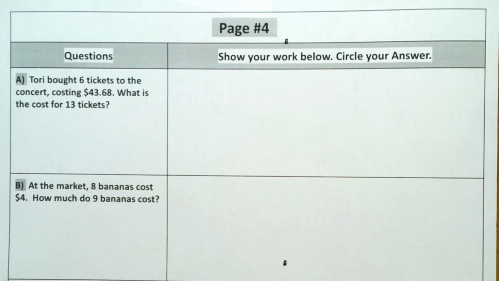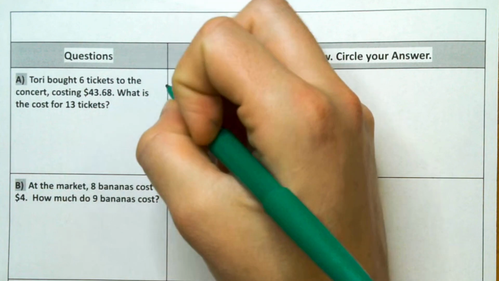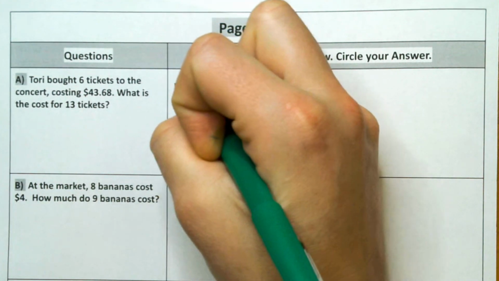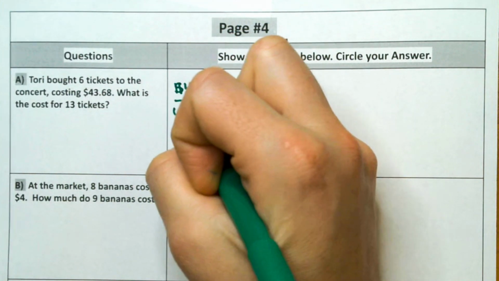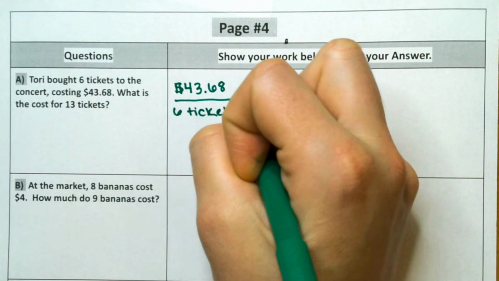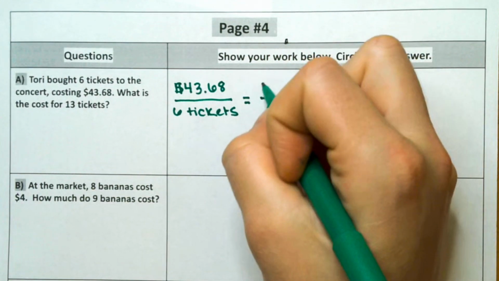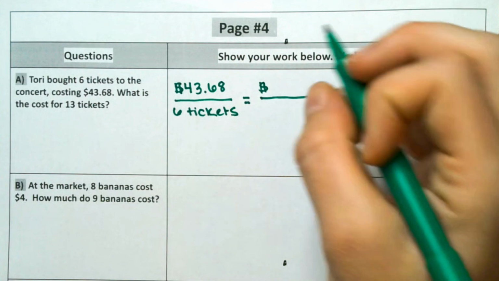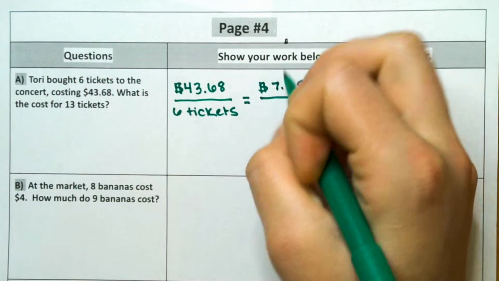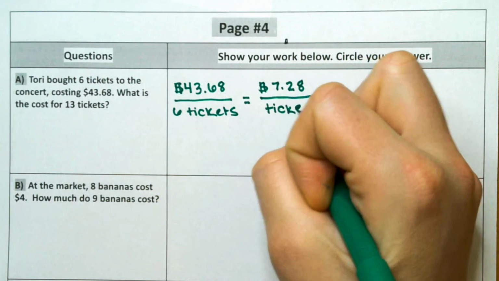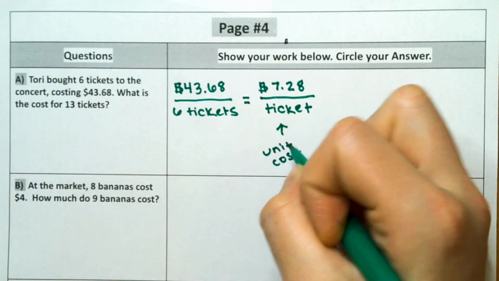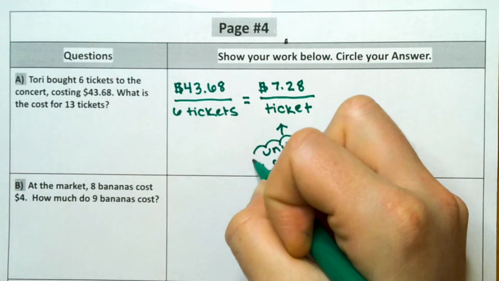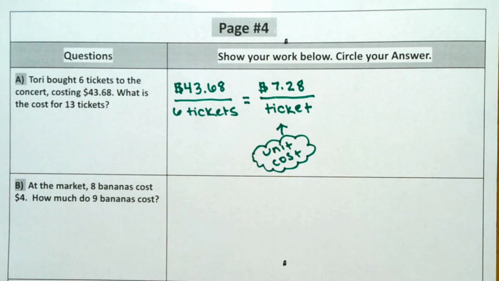My first step, I need to find the price for one ticket. So I'm going to do $43.68 divided by 6 tickets. 43.68 divided by 6 is $7.28 per ticket. So this is our unit cost. We divided to find it. That's our first step. Our second step is to multiply to find the rate.